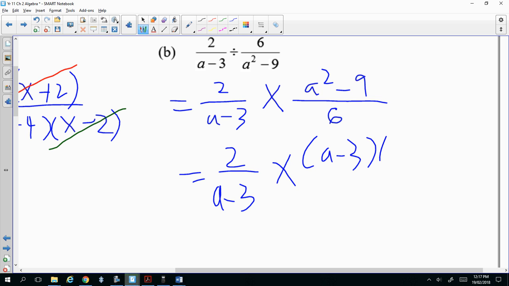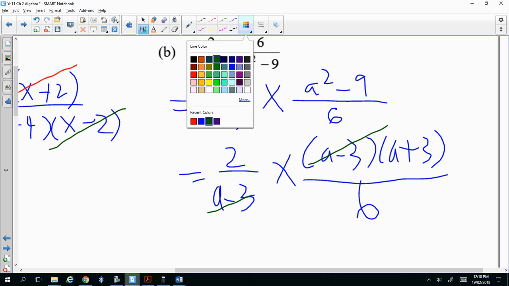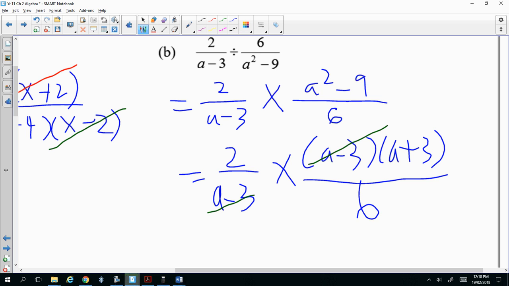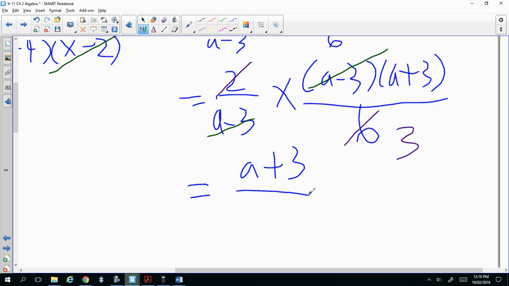The bottom bit stays the same. So you can cancel the x minus 3 with the x minus 3. And the 2 and 6 also get cancelled because 2 goes into 6 three times. So you're left with a plus 3 over 3. And you can't cancel that 3 with that 3 because there's a plus in between.